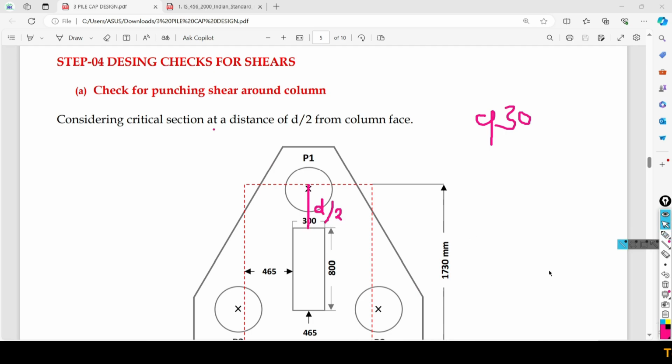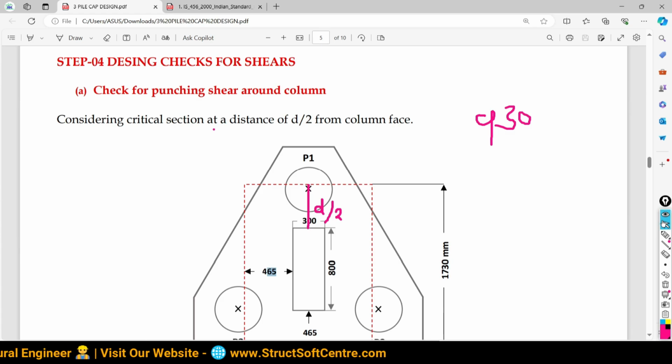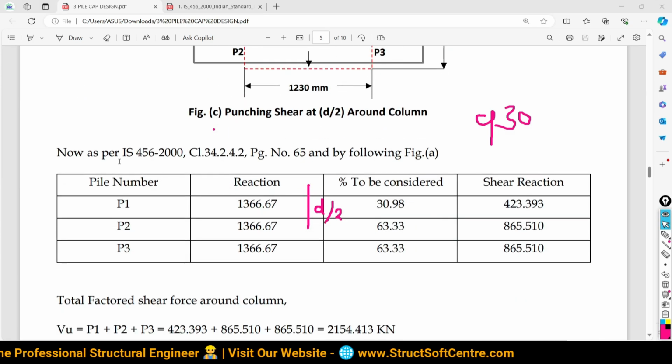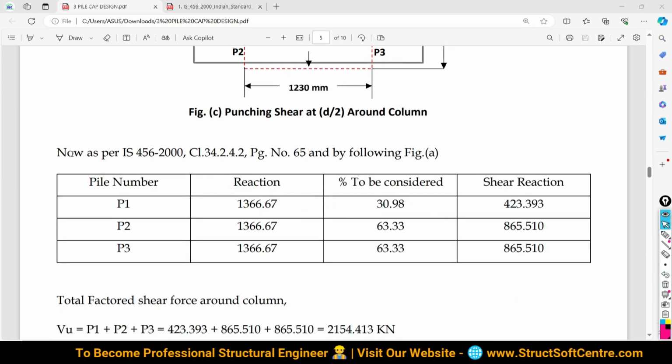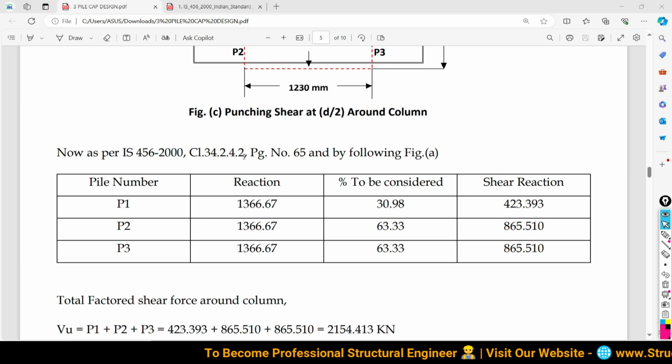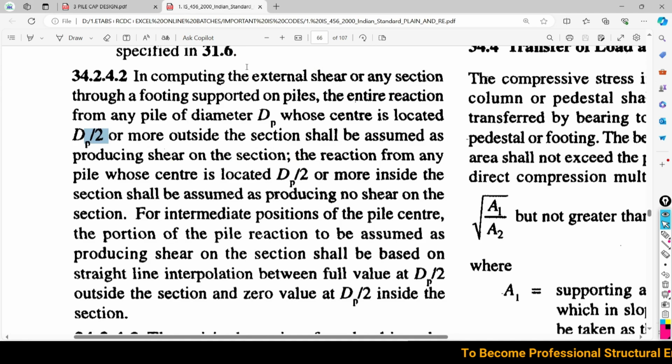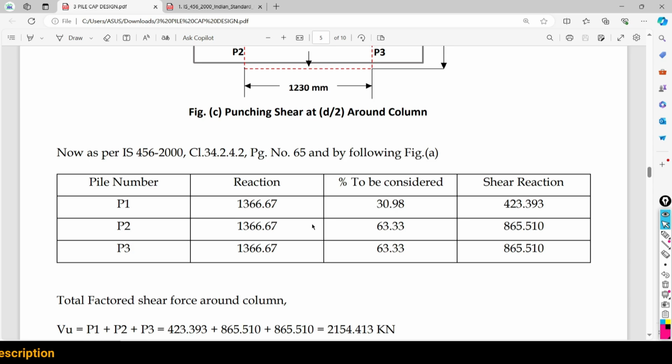So at a distance of d by 2 from all the sides of the face of the column, it becomes 465 mm in all directions from the face of the column. And to consider the reaction, we have to follow clause 34.2.4.2 in IS 456 2000, page number 65, which we have just discussed. We are going to implement the same recommendation in our proposed example for calculating the reaction to be considered for the shear stress.